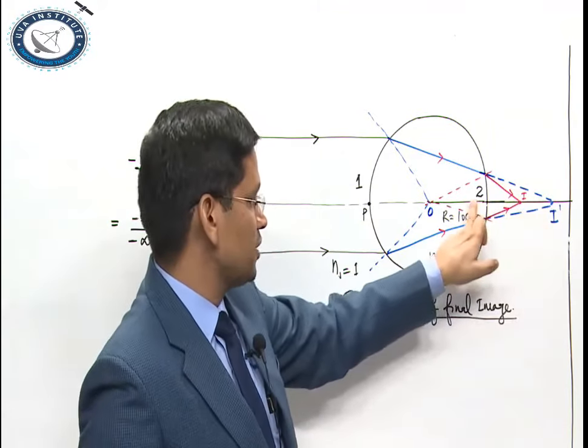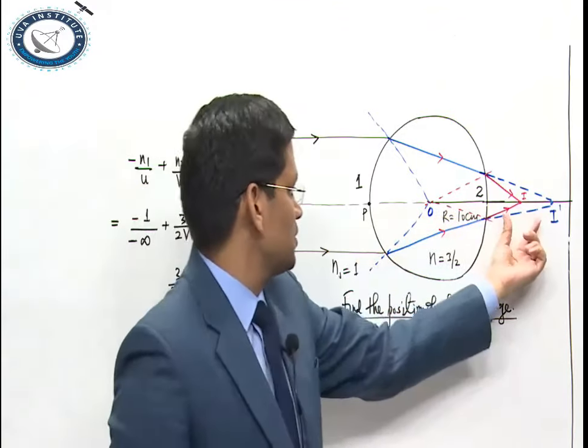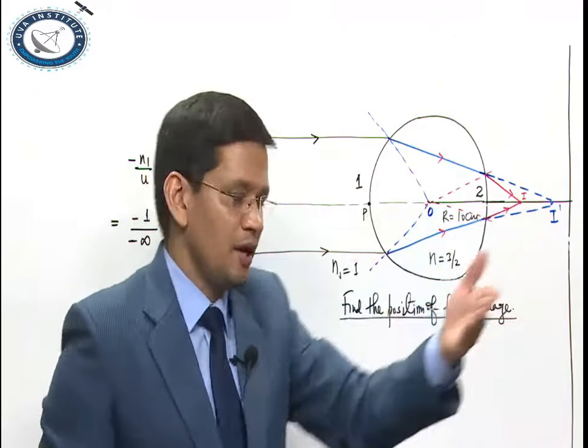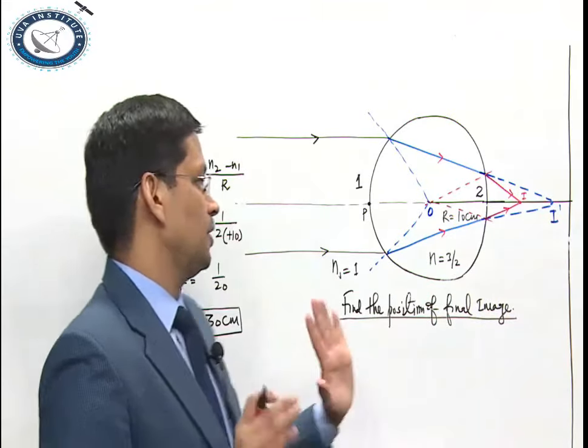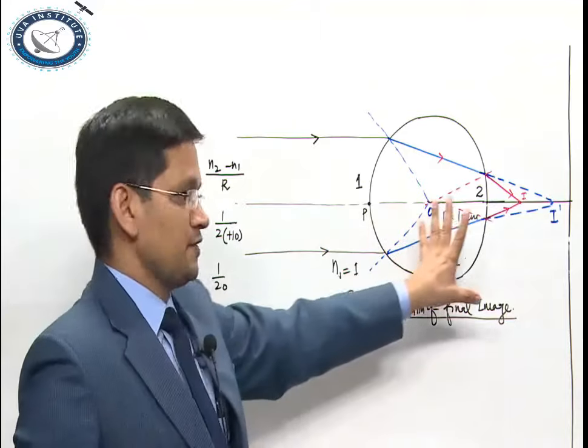Had this image been forming somewhere here, my approximation would have been wrong, because this is 10, this is 10, this is 10, so it is forming on the other side. So v is equal to plus 30 centimeter. Okay, relaxed, I am happy till now. Let's see what happens on the second surface.